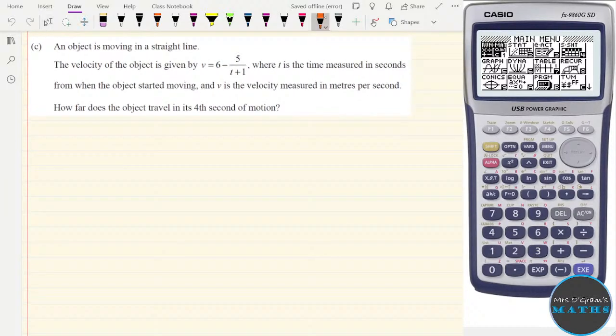We have an object that is moving in a straight line. We've got the velocity of that object. So straight away, this tells me we are talking about kinematics. So we're thinking between speed and distance at the moment. We've got this formula here for the velocity or speed, and that's from the time it started moving. We're told that it's measured in meters per second. And we want to find out how far, so that's displacement, in the 4th second.